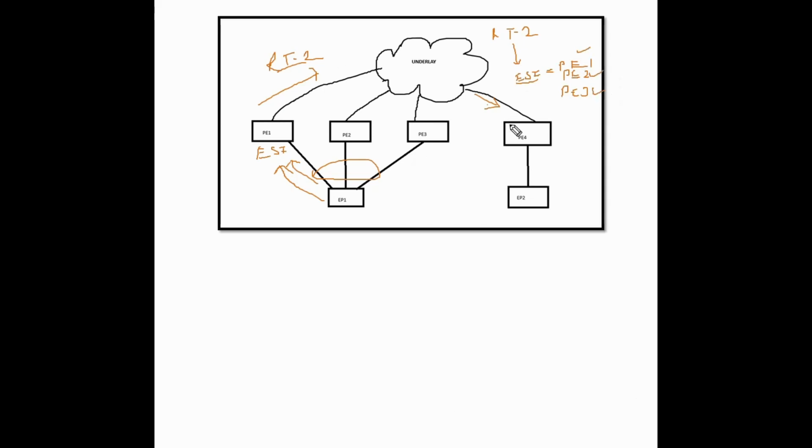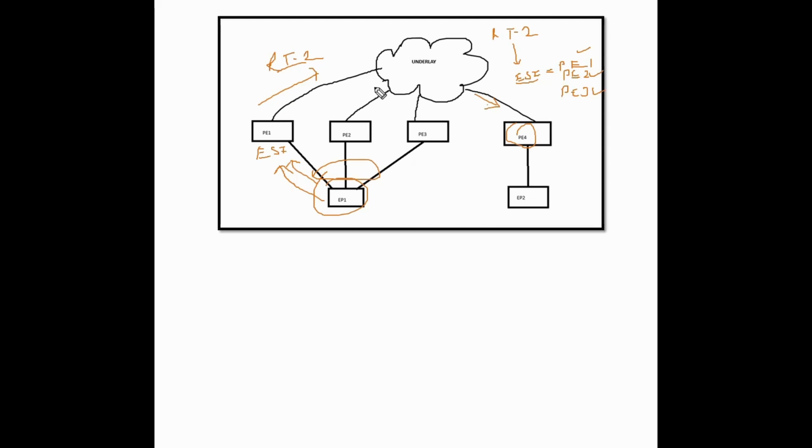So now when the remote PE, PE4 in our example, needs to send the return traffic towards the endpoint 1, it can choose any of these remote PEs, or PE1, PE2, or PE3 in our case. So this is how load balancing is performed using Ethernet Auto Discovery Route.